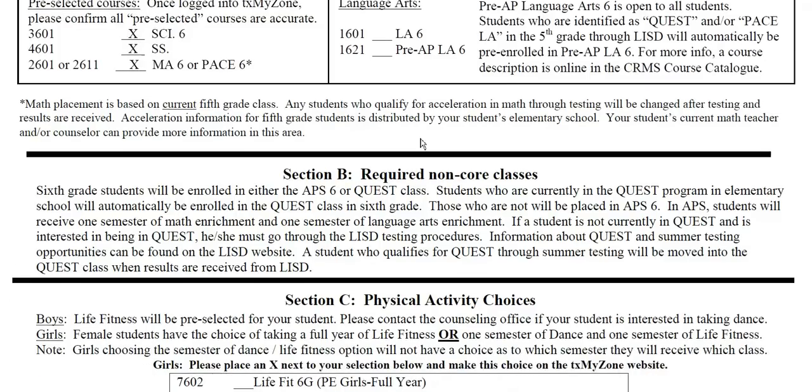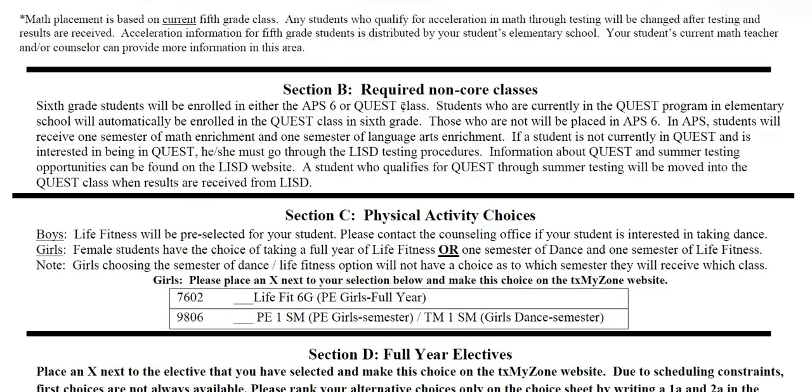So, moving on, we come down to Section B, and Section B is what we call our required non-core classes, and for 6th grade, that is either APS or Quest.